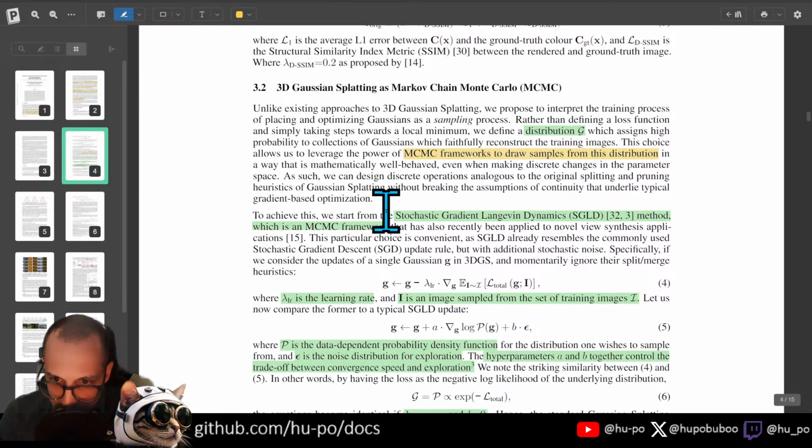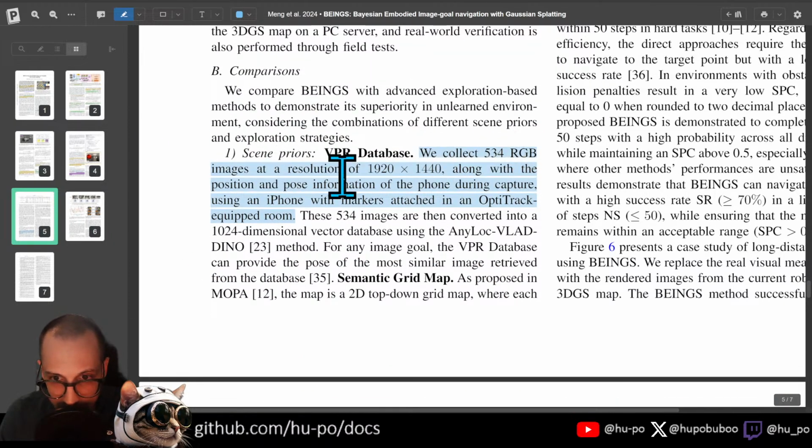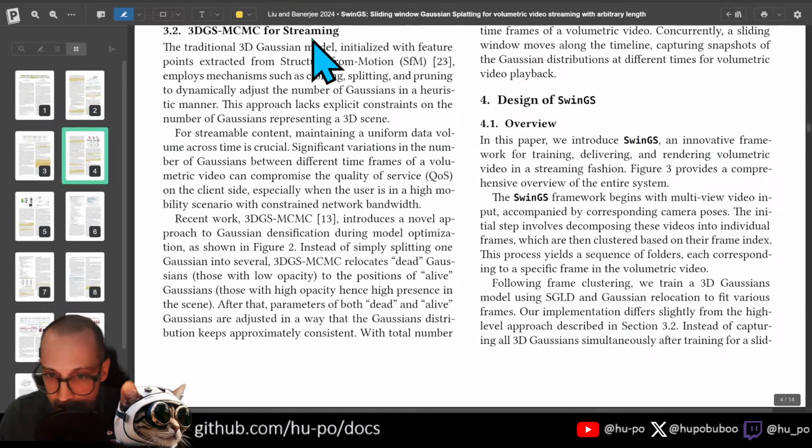MCMC frameworks. Stochastic gradient Langevin dynamics, which is an MCMC framework. You have the learning rate. You have the loss here. I is an image sampled from the set of training images. So the set of training images would be this, right? The 534 RGB images that you collected with your iPhone that have some specific position associated with them.